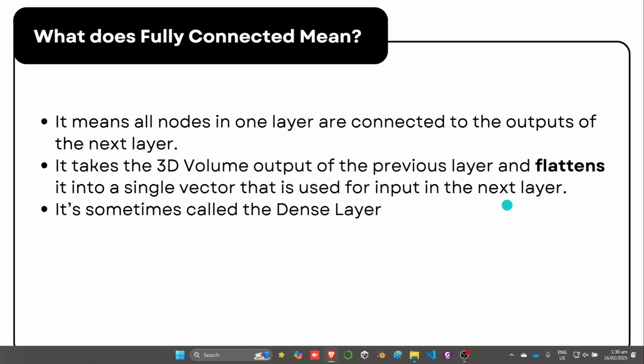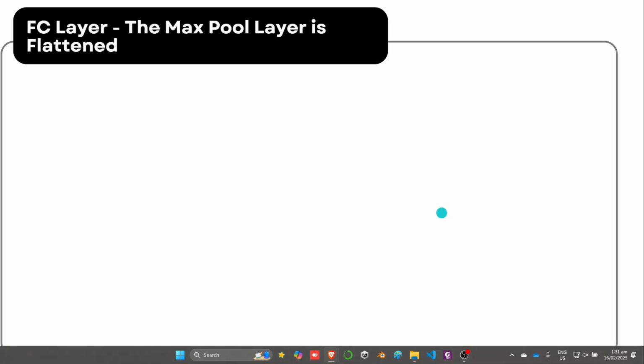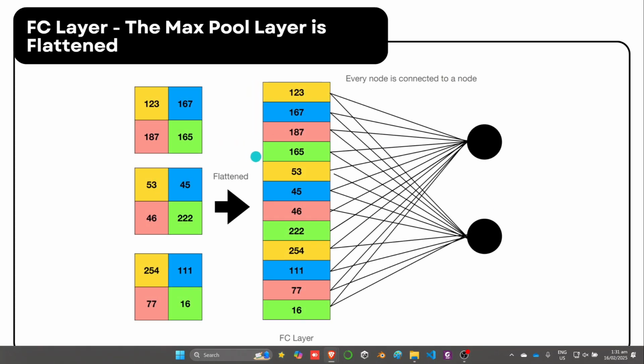It's also sometimes called a dense layer, so this text is quite confusing. So let's take a look at the diagram and get a better understanding of what a fully connected layer does. So as you can see, these are feature maps here. Remember, we get feature maps after applying the convolution filter to the image, and then we can apply some max pool to it and relu as well. So these are the outputs here.